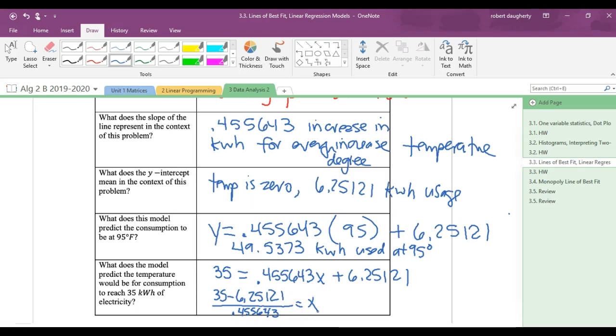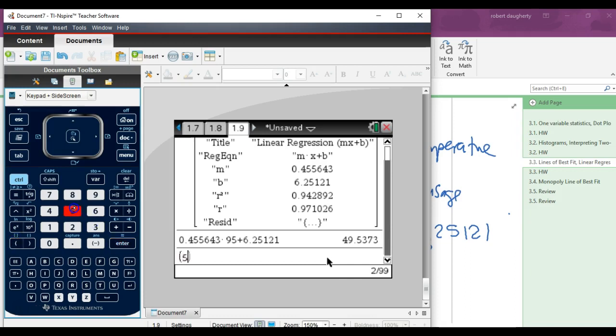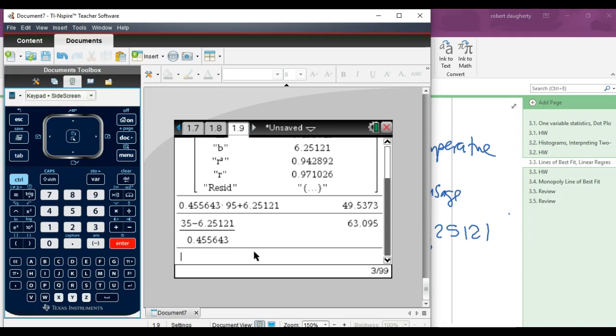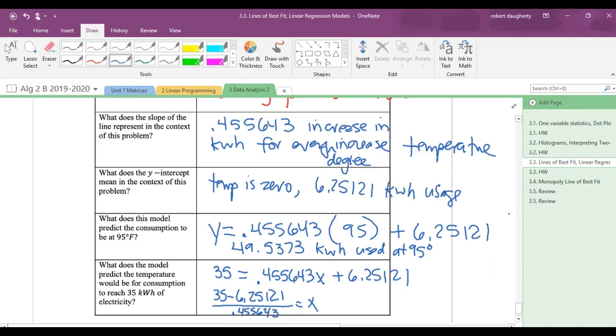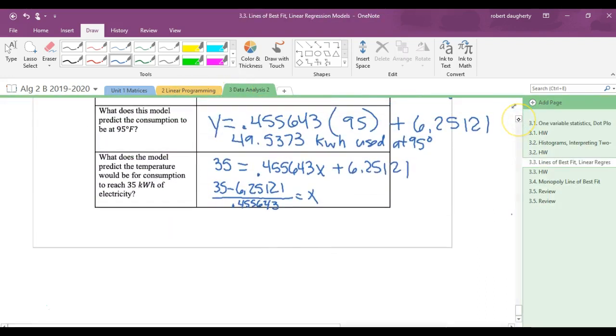So if I do that, I'm going to have 35 minus 6.25121, all of that. Oh, it's 35. Yeah, thanks. 35 minus 6.25121, all of that gets divided by 0.455643. That is what? 63.095. So that tells me that it's about 63.095 degrees to reach 35 kilowatt hours of usage.